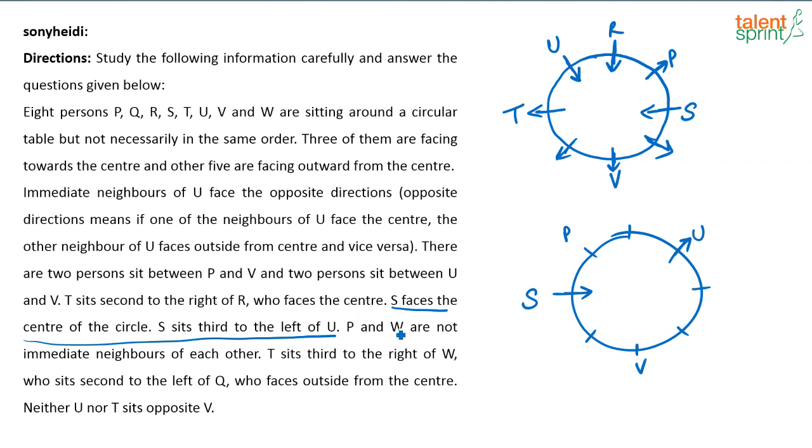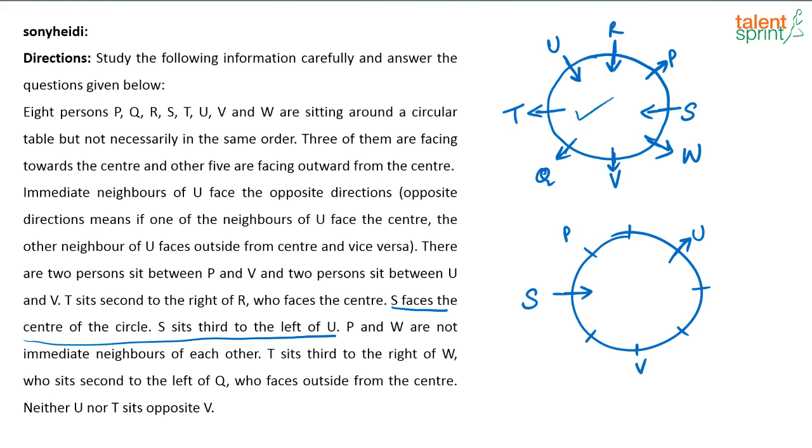Then P and W are not immediate neighbours of each other. T sits third to the right of W, so this has to be W, and W sits second to the left of Q, so this has to be Q. So this seems to be your correct arrangement, right? Because this seems to satisfy everything, so this has to be correct.